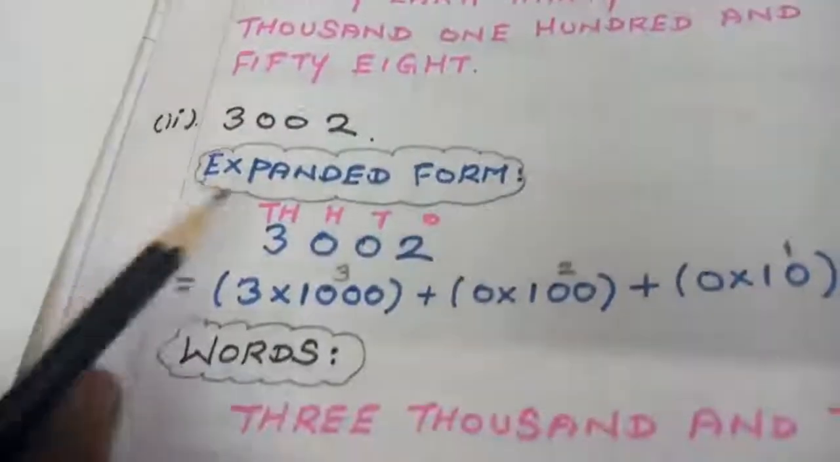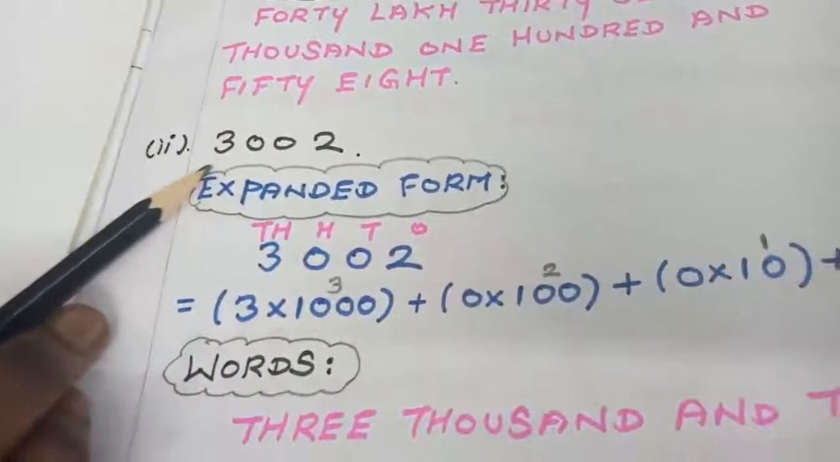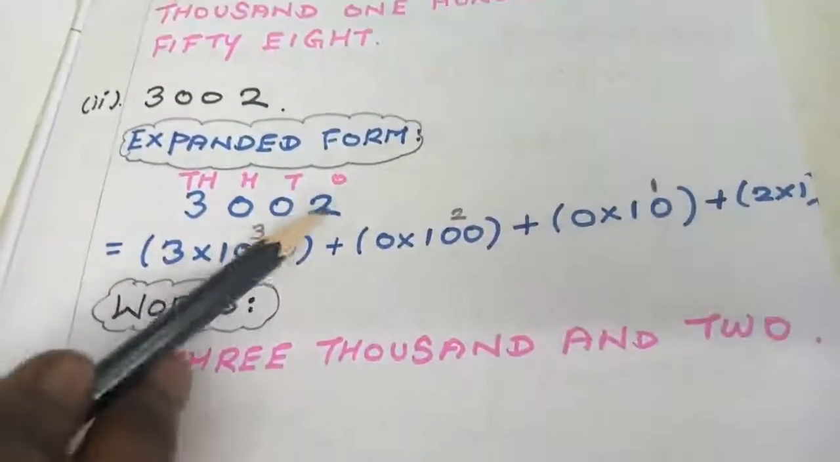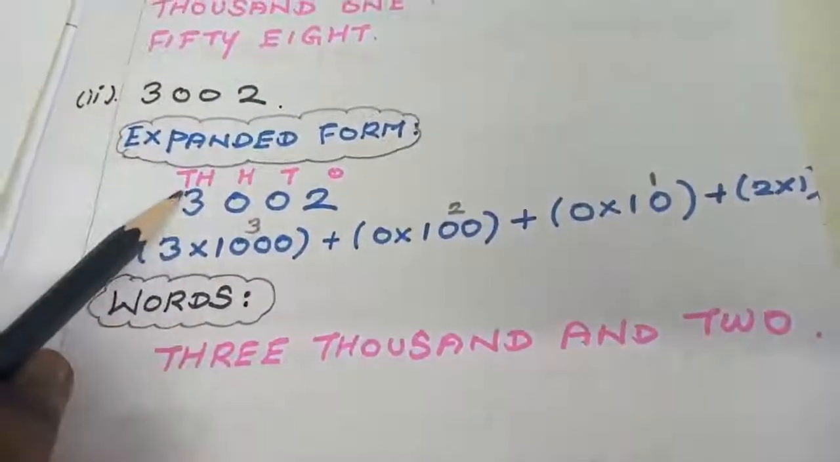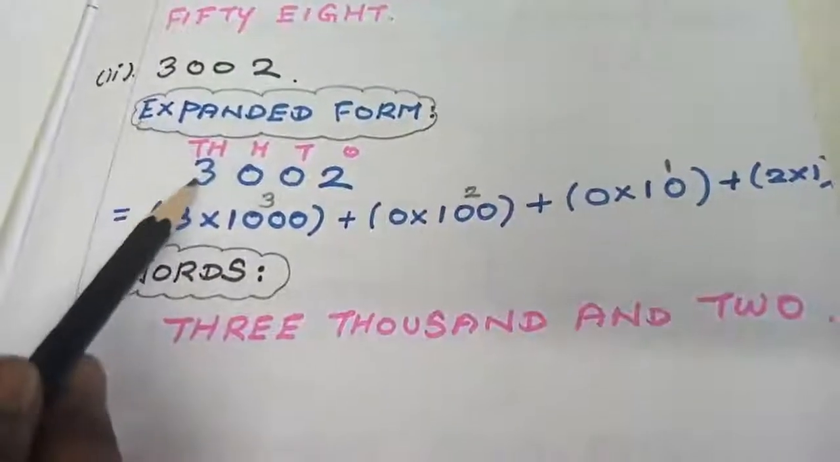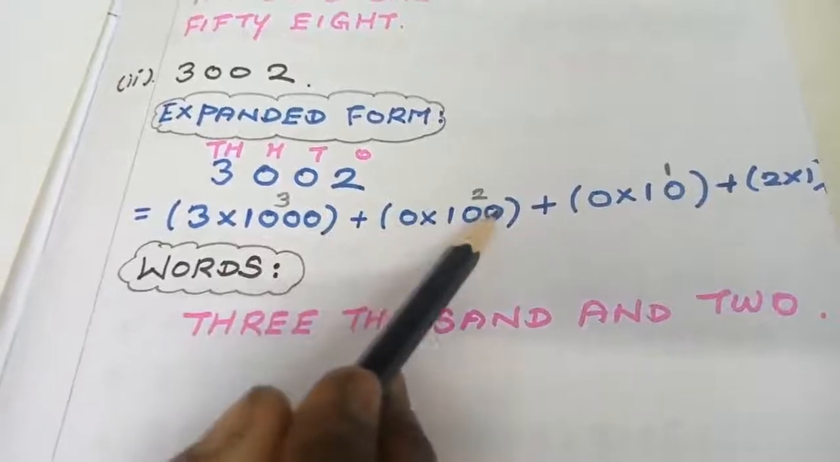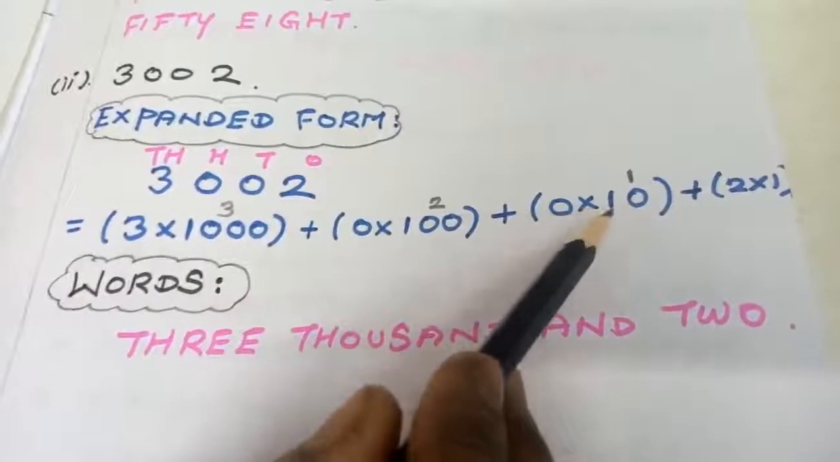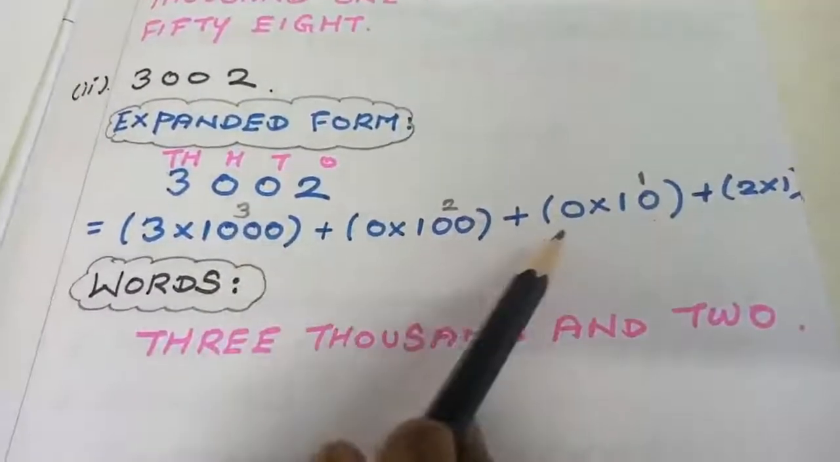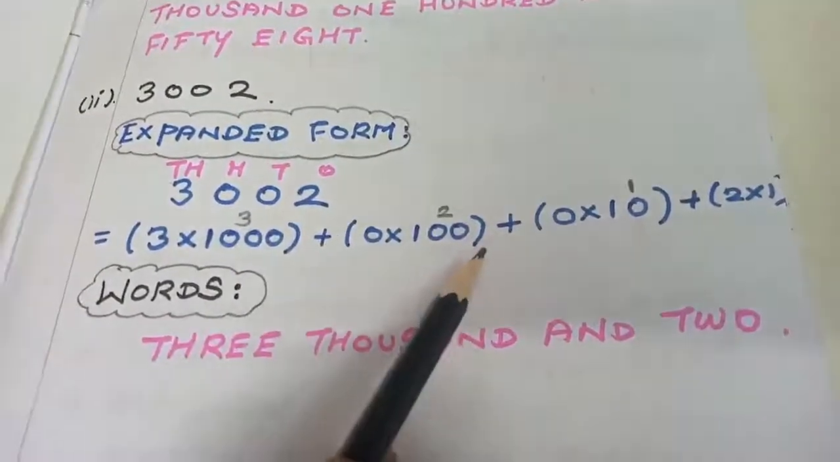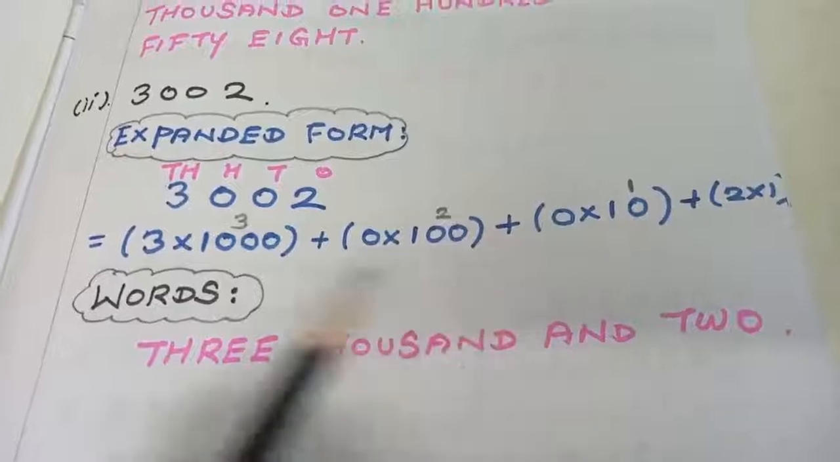And if you see here, for the second question I have taken the number like this, 3002. You are writing the place value: ones, tens, 100, 1000. Expanded form means you are going to write like this: 3 into 1000 plus 0 into 100 plus 0 into 10 plus 2 into 1. In expanded form, in between all these values you are going to write an addition sign. Keep that in your mind.